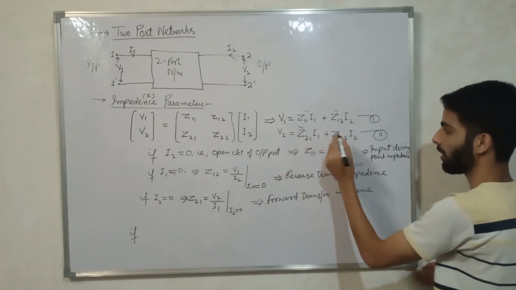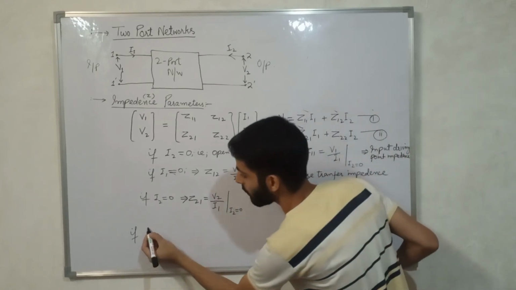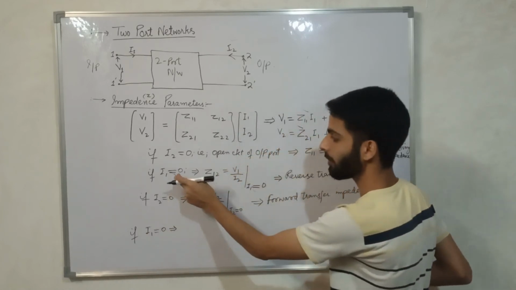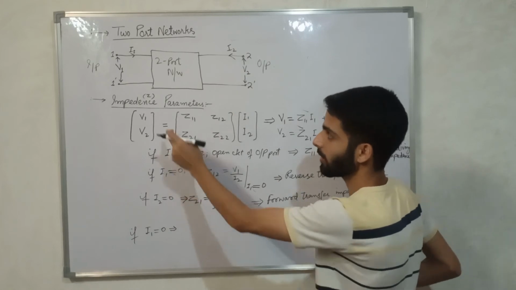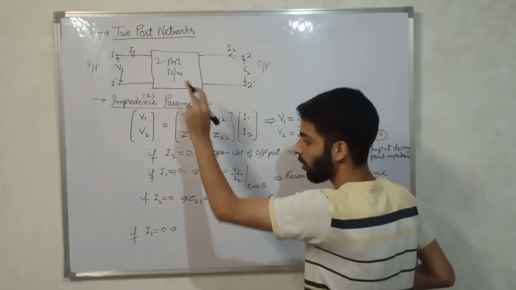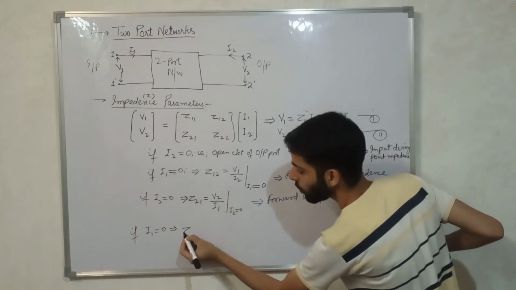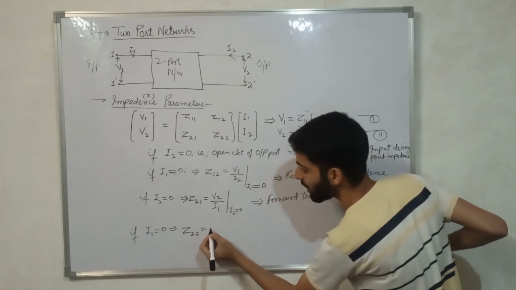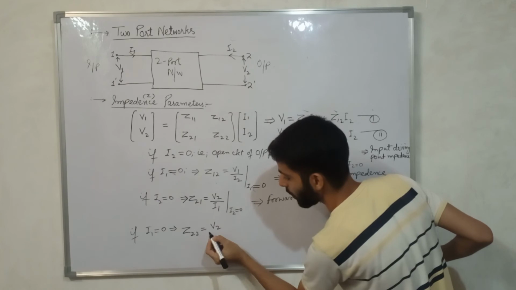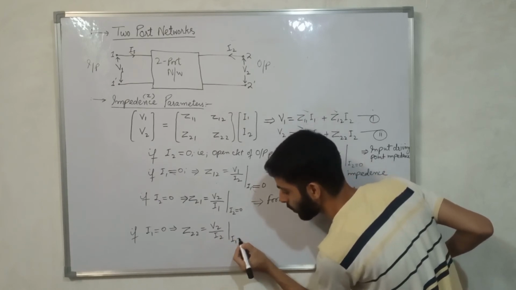So this one has been found. Now remains this one. If I1 equal to 0, same condition over again, that is input port open circuited. You may write it down there. Input port open circuited. This implies Z22 is equal to V2 upon I2, in the case I1 equal to 0.